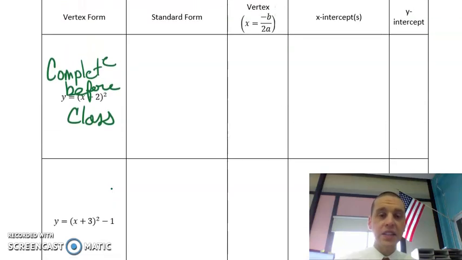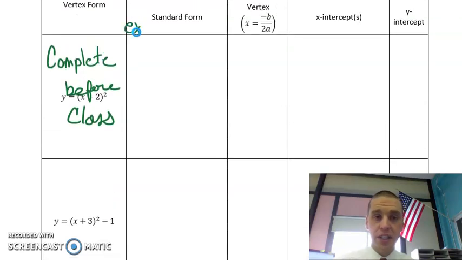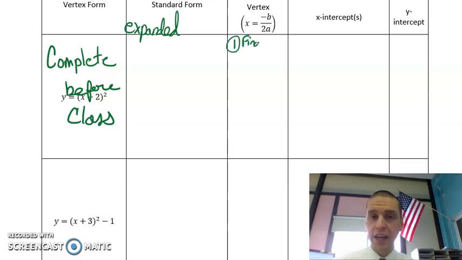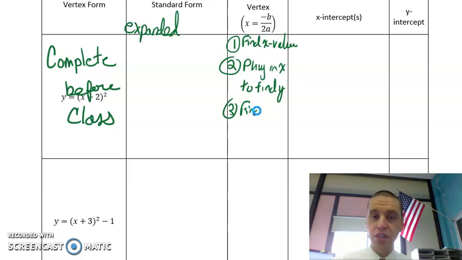Now, we're finding standard form. This is called expanded. You're just expanding it. The vertex, you do 2 things to find the vertex. 1, you find the x value. Then 2, you plug in x to find y. This is a point. Your final answer is a point, x comma y, and I'll show you that.